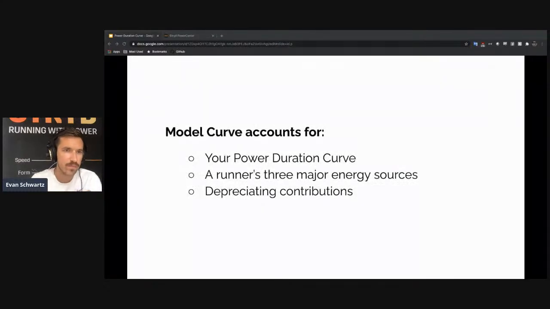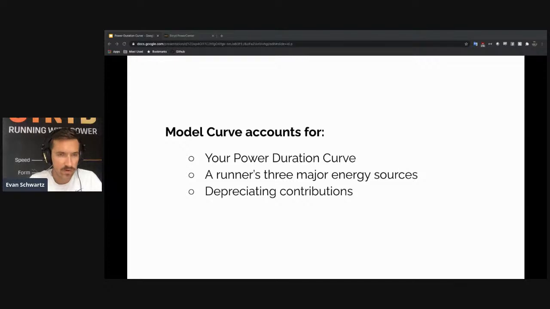The model curve accounts for your power duration curve, the three major energy sources, and depreciating contribution. So your power duration curve, all the data that you have put into PowerCenter, all the data that you've used Stryd, that gets taken into consideration. Again, your wattage over an extended duration, any duration from 1 second all the way up to many hours. We also balance your three major energy sources, and we draw a couple different curves, which I'll talk about in the next slide, as well as depreciating contribution.